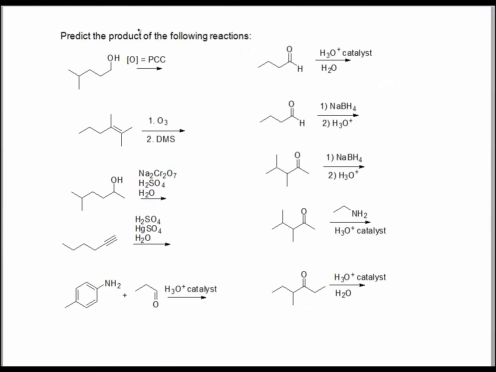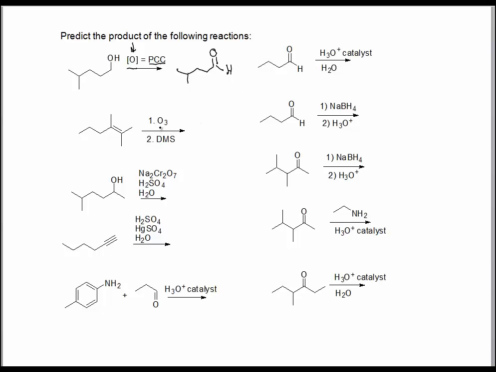Then we're asked to predict the product of the following reaction. So here again is an oxidation reaction. This is a generic oxidizing agent. In this case, I defined it as PCC. As you saw in the video, that's a special type of oxidizing agent that typically deals only with primary alcohols and turns them into aldehydes. So there's our aldehyde.